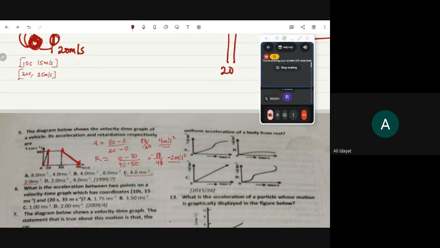So just do 35 minus 15 over 20 minus 10. You can see the meter per seconds. I subtracted the meter per seconds, 35 and 15, and I subtracted the seconds, 20 and 10. So that will give me 20 over 10, which is 2 meters per second square. Option D. Is that correct?